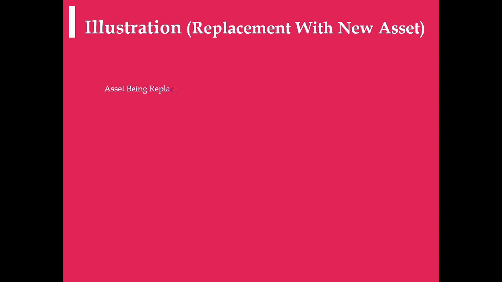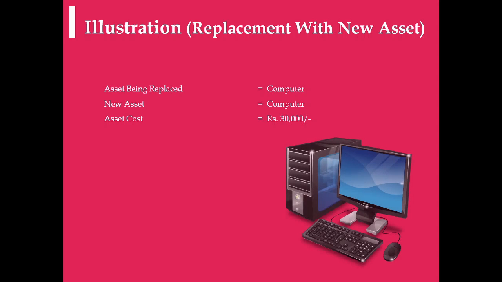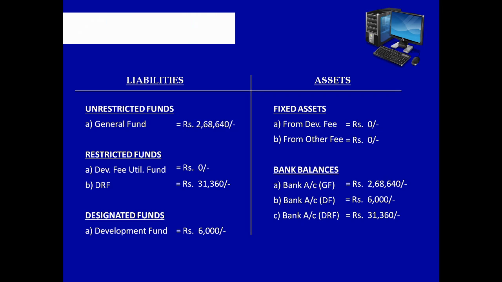Let's assume that the new asset they're going to purchase is again a computer, and that the cost of this new computer is going to be about 30,000. Earlier we had purchased it for 40,000. Let's assume that we're going to buy a different model now, and it's going to cost us just 30,000 rupees. So let's try to fit these figures in the balance sheet.